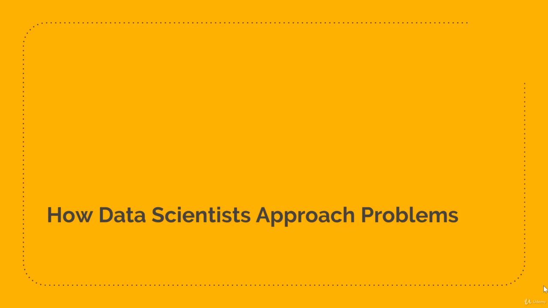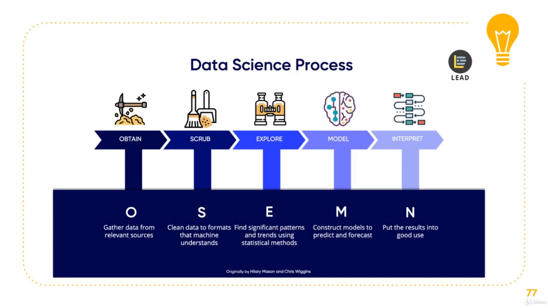Okay, so now let's take a look at how data scientists approach problems, because there's generally a process flow that we follow for most problems. So let's take a look at it. So this is effectively the data science process right here. This image is not mine. It's taken originally from Hilary Mason and Chris Wiggins, but basically it conceptualizes a lot of what I want to explain here. Data science process.